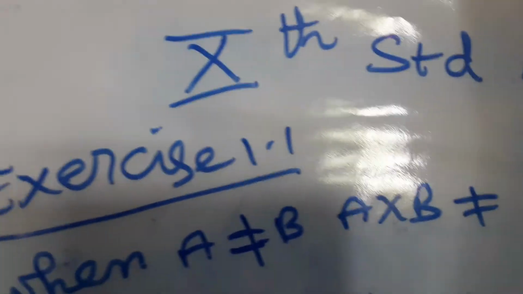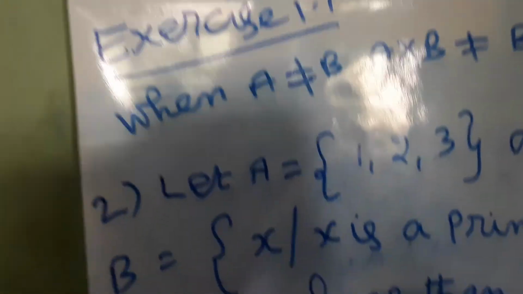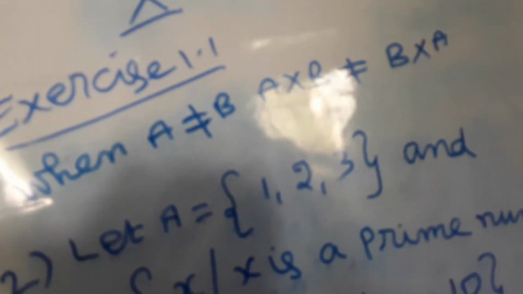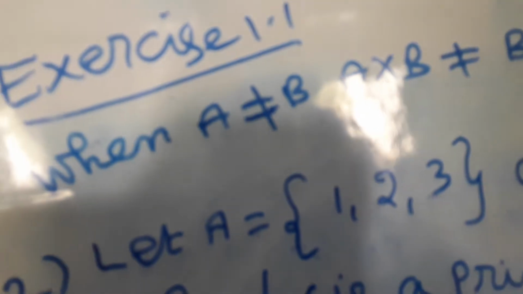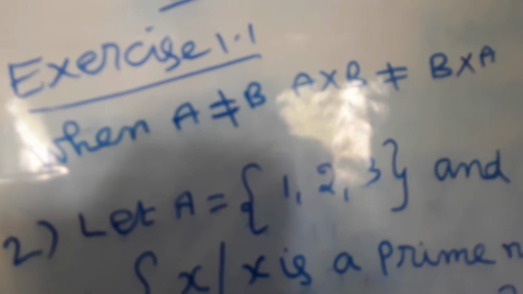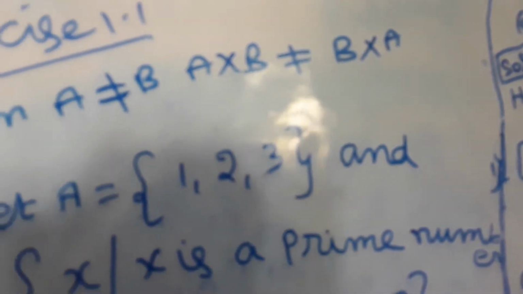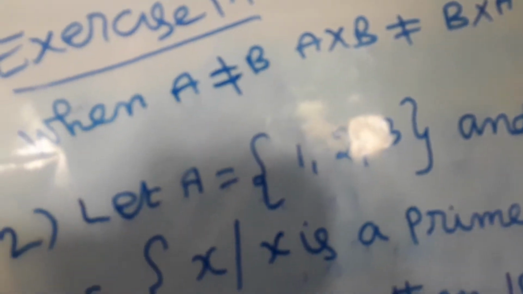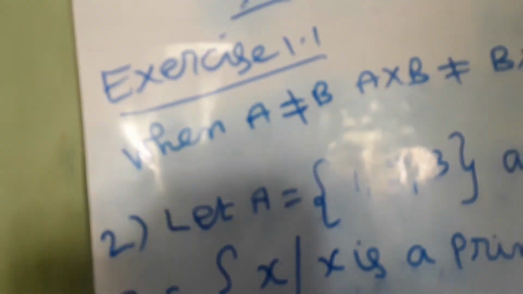Now, 10th standard exercise problem solving, exercise 1.1. Yesterday we saw the first question of exercise 1.1. From that we can understand that when A is not equal to B, A cross B is not equal to B cross A. That is the concept. Now we are going to see the second question.